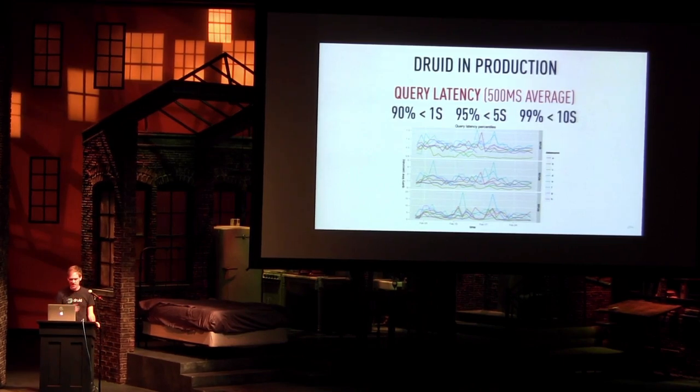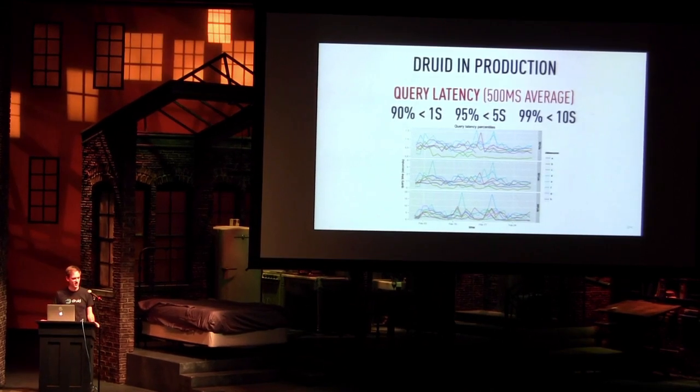So in that same cluster, the average query returns in less than a second, and even the 90th percentile query returns in less than a second. 95th and 99th percentiles are a little bit slower, but even 99 is 10 seconds, which I think is not too bad given that many queries are scanning millions or billions of rows.